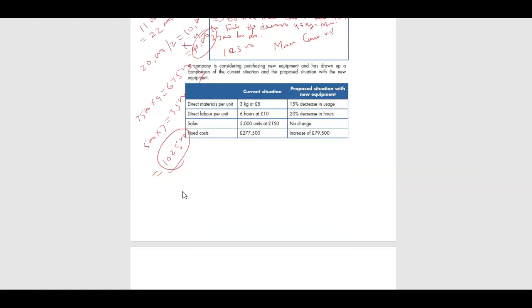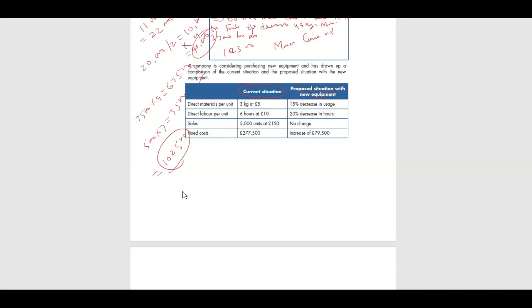The question says a company is considering purchasing new equipment and has drawn up a comparison of the current situation and the proposed situation with the new equipment. So this is the current situation. If I don't buy, if I buy, some costs will be reduced. So 15% of the material usage will be reduced and there is a 20% decrease in the hours. On the other hand, the fixed cost will be increased by 79,500.